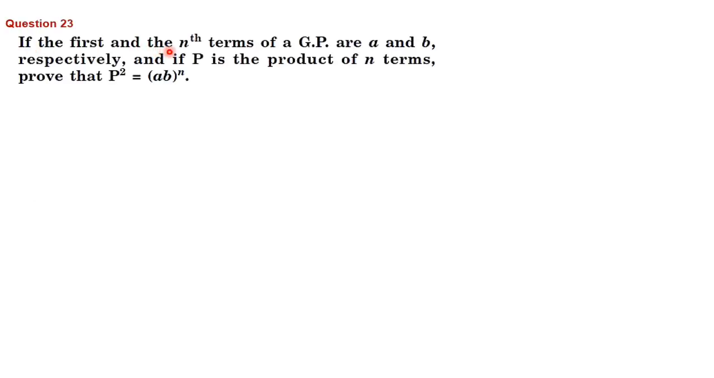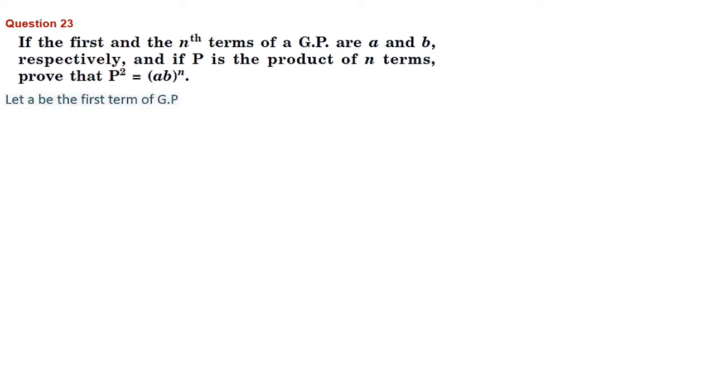Next we shall discuss the 23rd question. If the first and the nth term of a GP are a and b respectively, and if P is the product of n terms, then prove that P squared is equal to (ab)^n. The first term is a, the nth term is b. If P is the product of n terms, prove that P squared is equal to (ab)^n. This is the question.